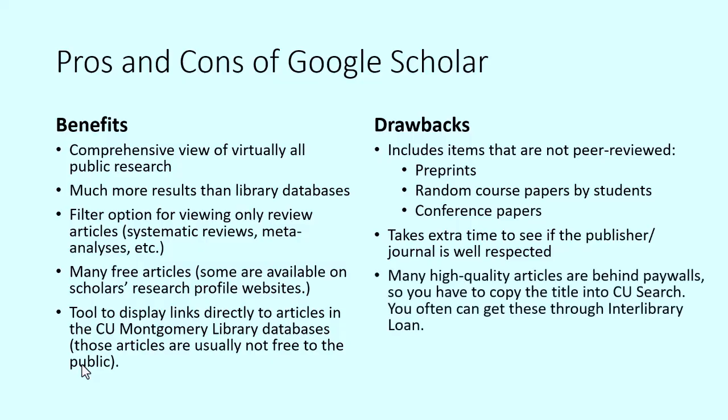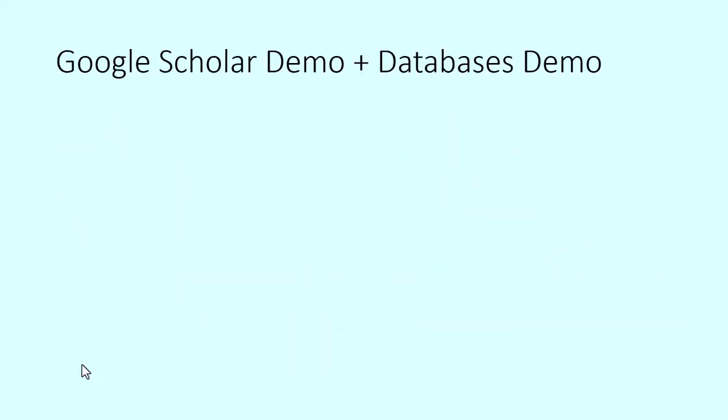And then another drawback is that many high-quality articles are behind paywalls, as I said. So when you have that issue, you just have to copy the title into CU Search. And then if we don't have it, you can often get these articles through Interlibrary Loan and request them. We can email you links to articles at other libraries as well.